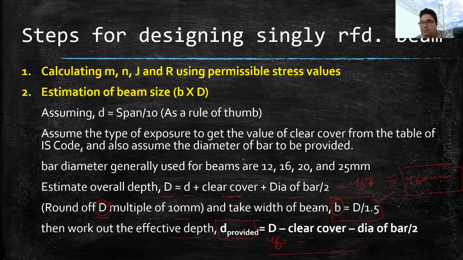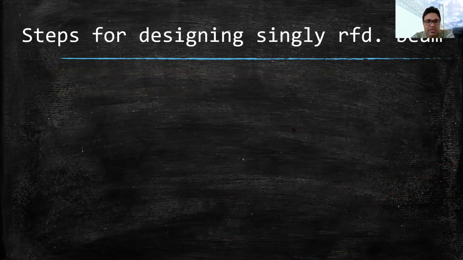So this is called d provided. This is very important because we will be using this value of d in the later stage also. And also, whether this d provided is sufficient will be checked in a later step. I will show you that in the later step. Now going to the next step.